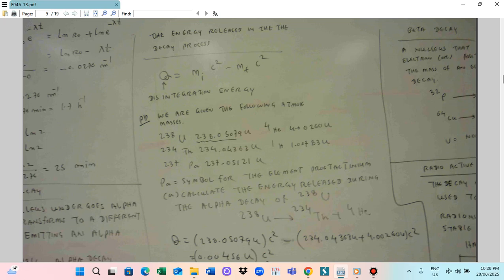Minus the final mass, which is 234.04363 u plus 4He, which is 4.00260 u, times c squared. By solving this, what we get is 0.00456 u times c squared.